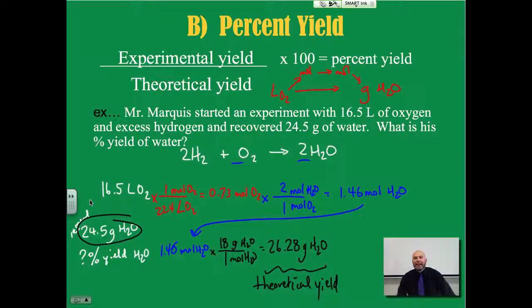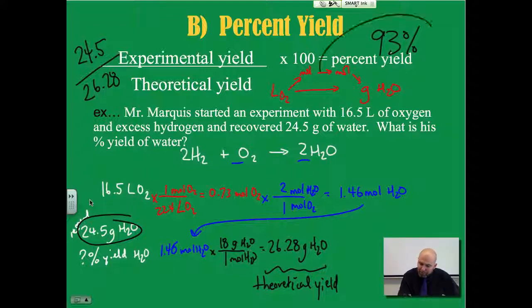I gave you, and this would be given in a problem, that you recovered 24.5. I'm running out of room, so let me go back up to here. 24.5 divided by 26.28. Divide those two numbers and multiply by 100, and I get 93% yield, which is very good, obviously. I pretty much calculated and got what I was supposed to get. So that's percent yield.